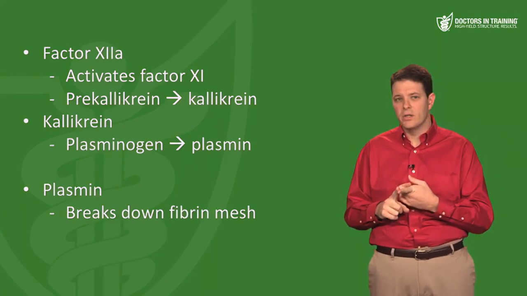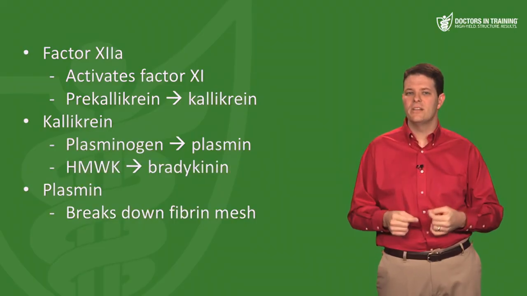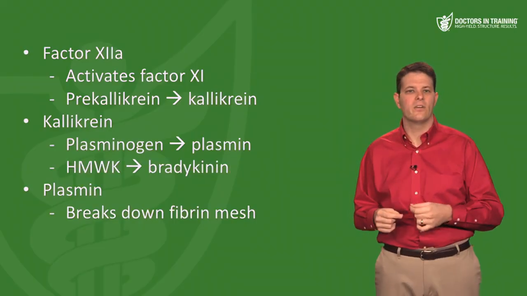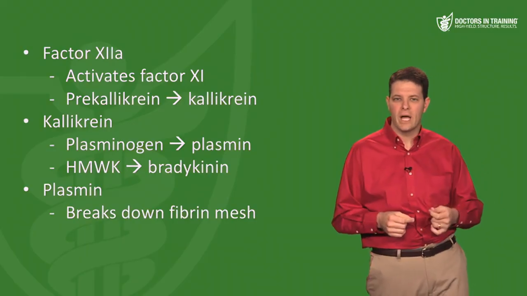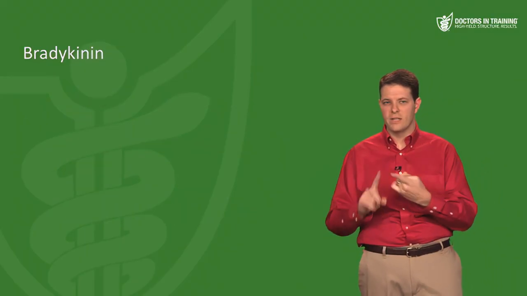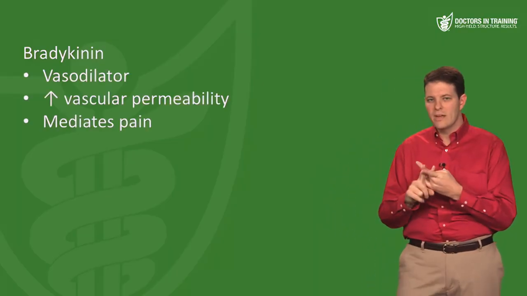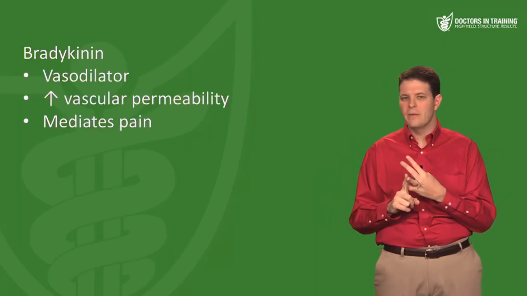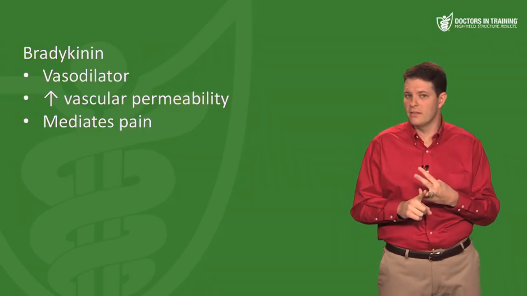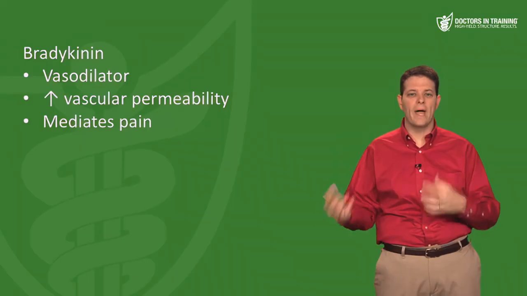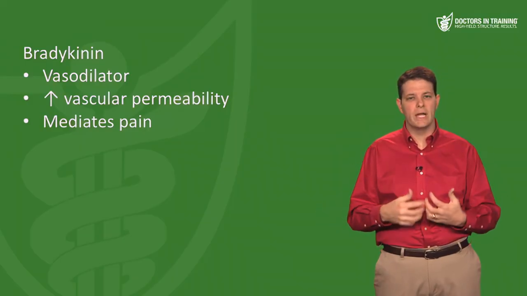But what else does kallikrein do? Well, it also converts kininogens to kinins. Specifically, it converts high molecular weight kininogen, or HMWK, to bradykinin. Bradykinin has three functions. It acts as a vasodilator, it increases vascular permeability, and it's also a mediator of pain. Now, that sounds an awful lot like an inflammatory process, doesn't it? Well, the point I'm making is that coagulation and inflammation are interconnected. Inflammation promotes coagulation, and coagulation promotes inflammation.